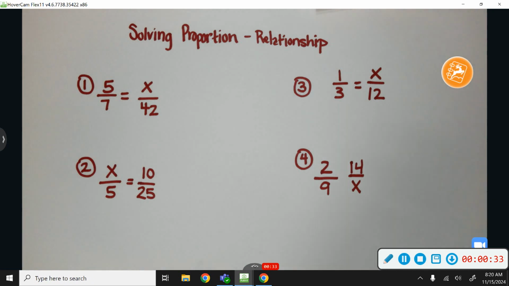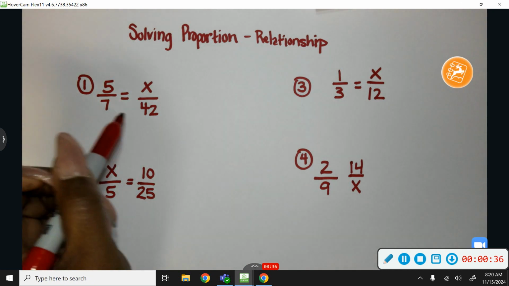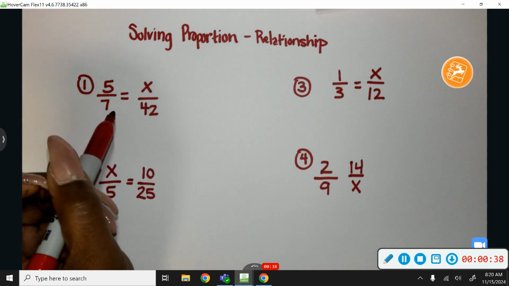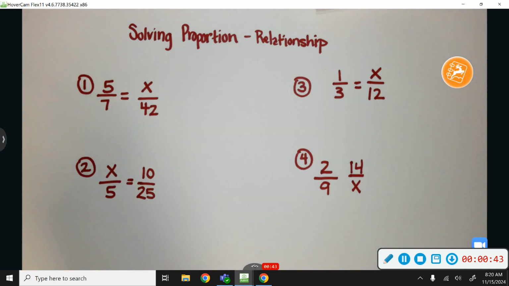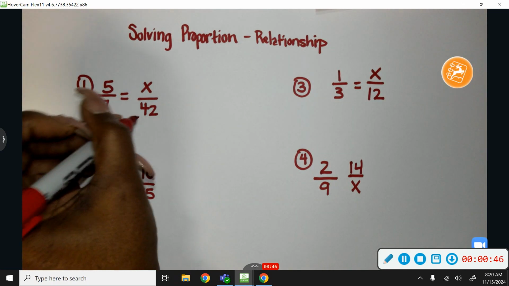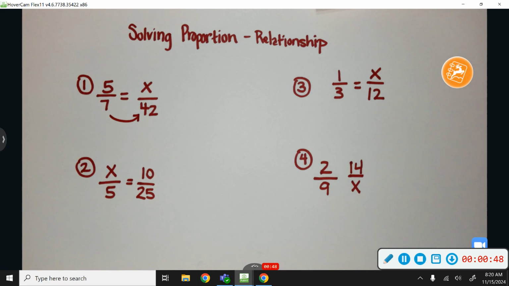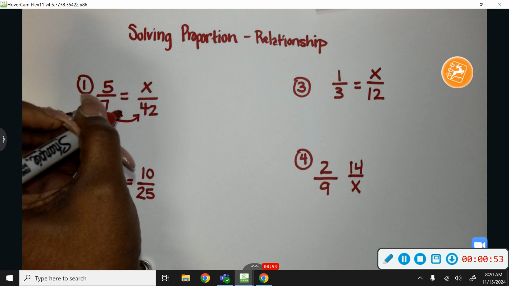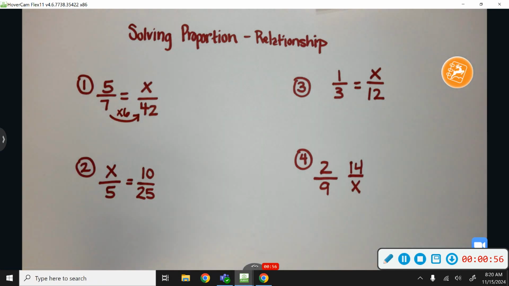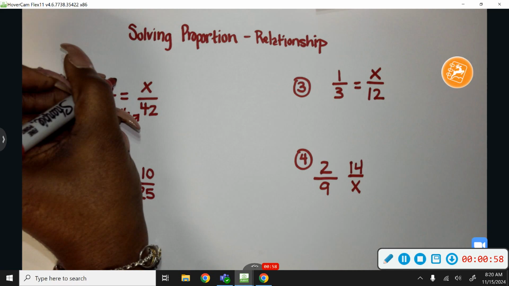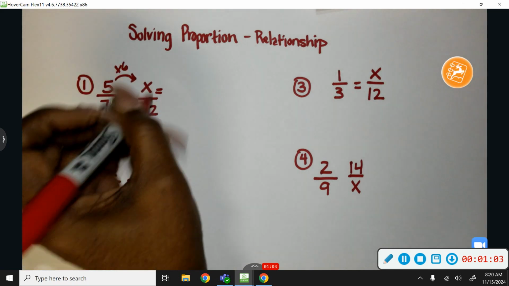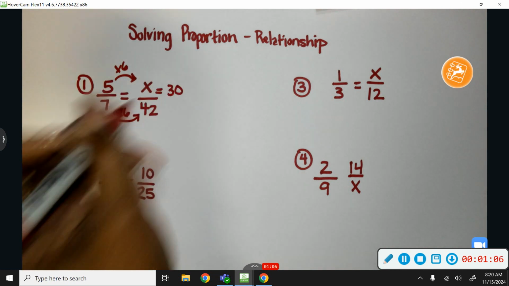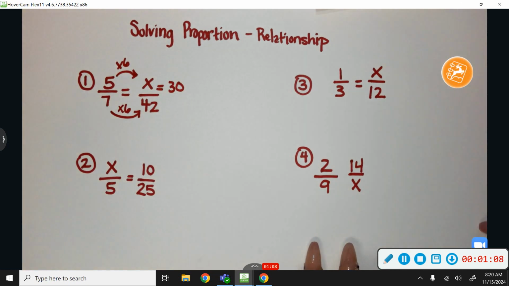Let's go ahead and look at it. In this case, you always want to look and see where your x is and where you're trying to solve from. In this case, I can go 7. Now, what times 7 will give me 42? 7 times 6 will give me 42. Whatever I do to the bottom, I also have to do to the top. So 5 times 6 gives me 30. So x is equal to 30.